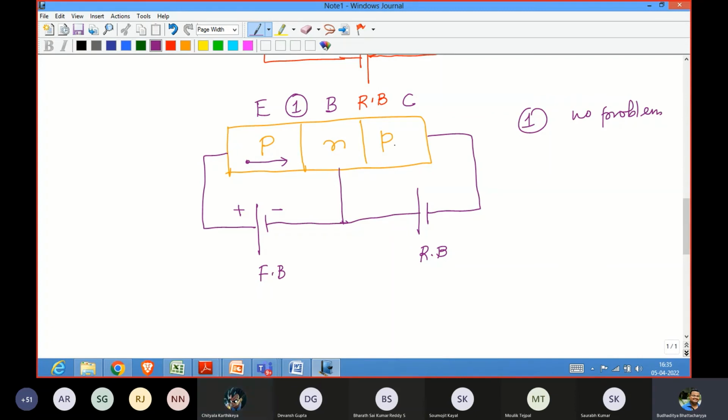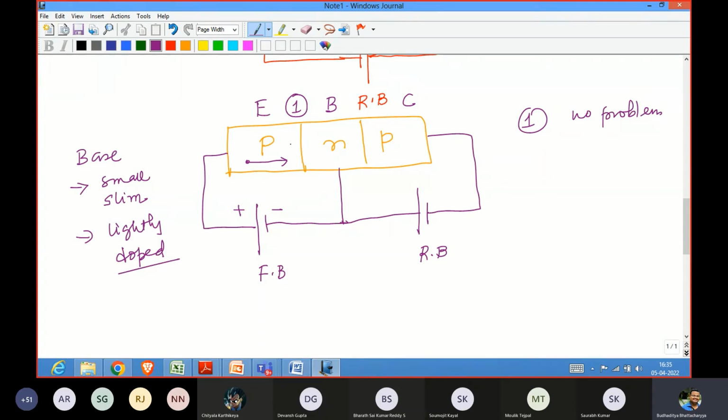Also, we have discussed two things: one is that the base region is very small, or I would say slim, and also that it is lightly doped. These two assumptions are already there for any transistor action. All right, so this is one of the actions.